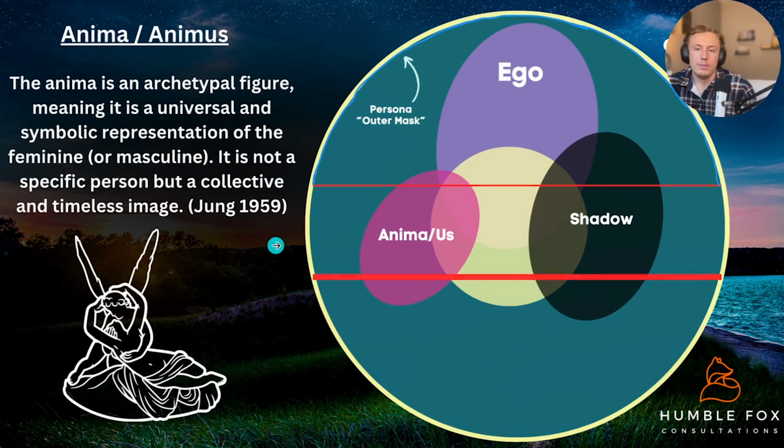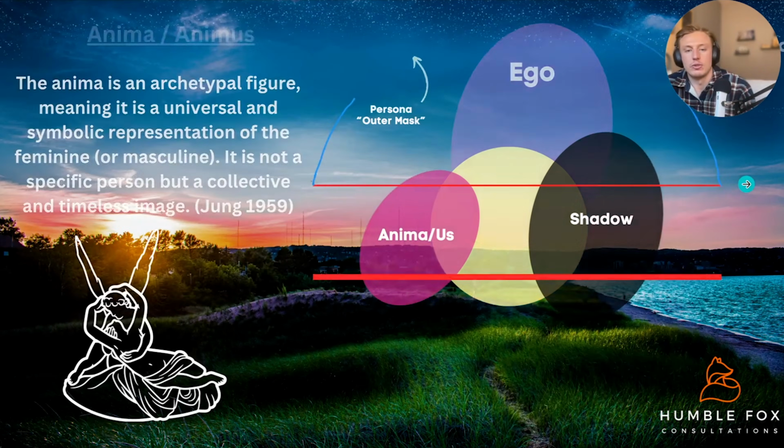So the anima or the animus is an archetypal figure, meaning it is a universal and symbolic representation of the feminine or masculine. It is not a specific person, but a collective, timeless image. So this is how we relate to women in the collective, what this image of woman is, what this image of man is in the collective unconscious.